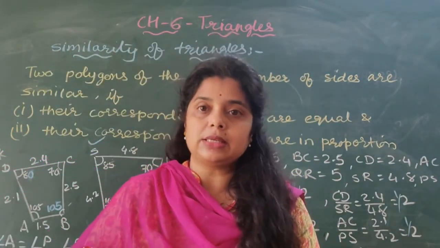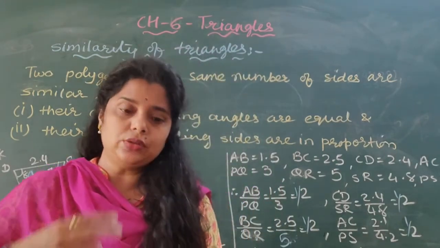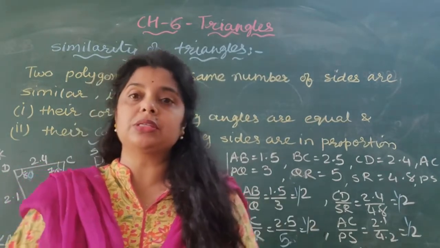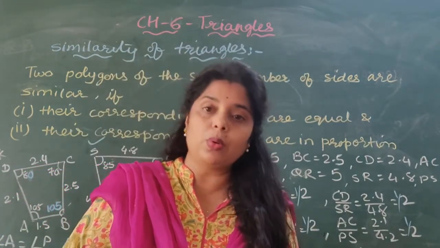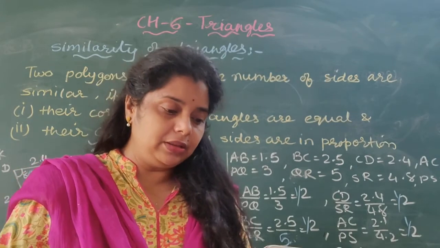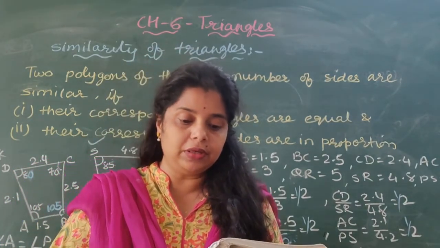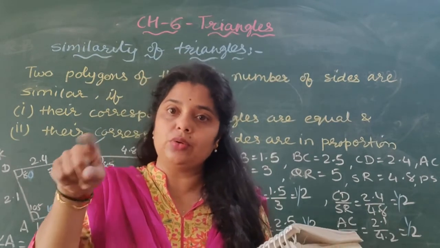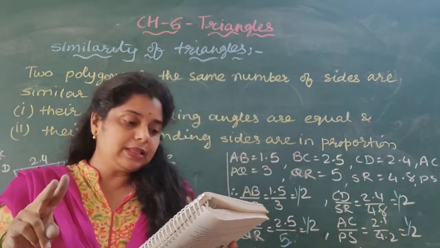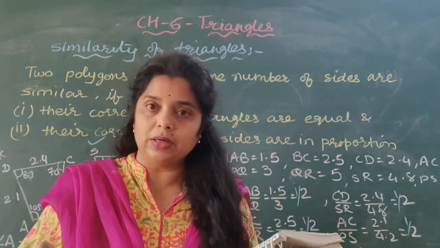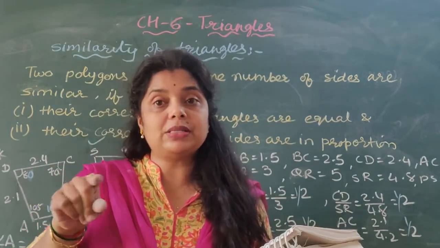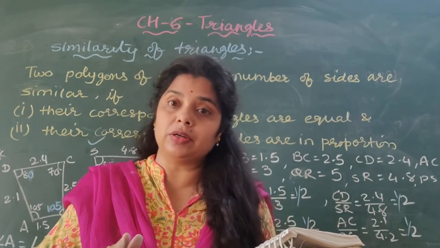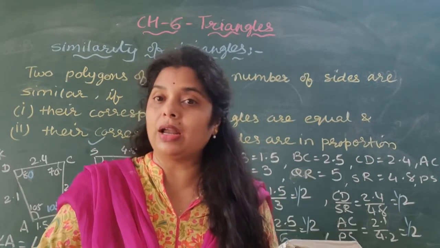Now let's discuss exercise 6.1. It is very easy, so you can do it on your own, and that's why we are just going to discuss the exercise. Question number 1. Fill in the blanks using the correct word given in brackets. All the circles are similar because they are in a circular shape. Second, all the squares are similar because their shape is the same, but if the lengths of the sides differ, then we can't say that all are congruent.